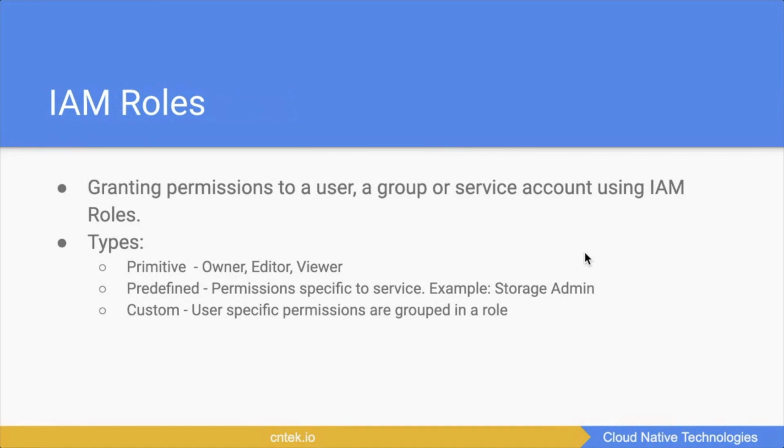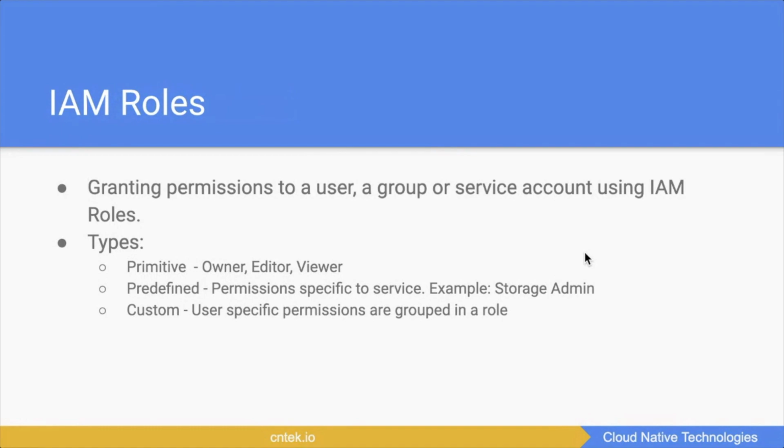The first one is primitive, which are owner, editor, and viewer. Those are really broad roles. For example, if you have a viewer role, you can view all the resources in a GCP project. If you have editor, then you can create and delete resources. And if you're owner, which means you're a project owner, you can even delete the project as well. These are very broad level roles, which are obviously not a good choice when we are dealing with an application, because we don't want to give too broad permissions to an application.